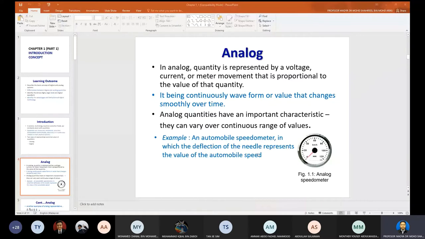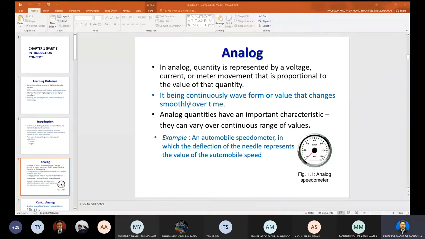Okay, go for the next slide, the analog. If not for you, I cannot write on this slide. So maybe you can see this slide. The analog quantity is represented by voltage, current, or meter movement that is proportional to the value of that quantity. That means the analog is a continuous waveform or value that changes smoothly over time. That is the definition of analog.